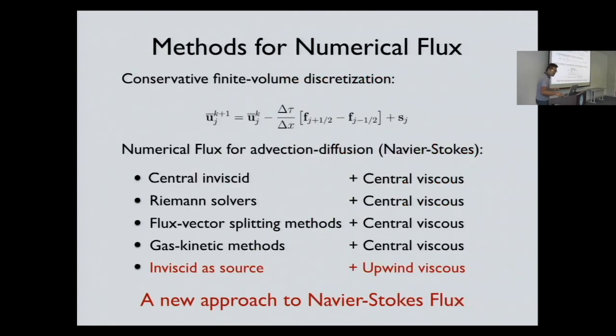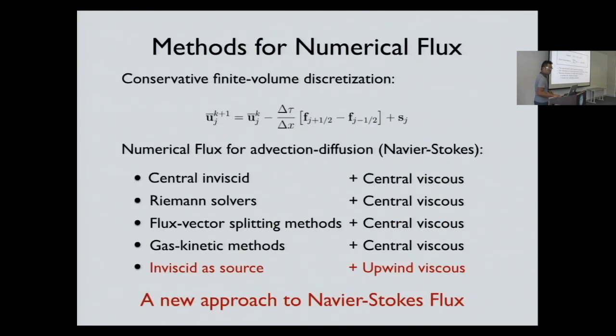So what I'm saying here is, you can start with this finite volume discretization and then decide how to compute the flux. Usually, for advection diffusion or Navier-Stokes, we have a variety of choices for inviscid fluxes: Riemann solvers, flux vector splitting, combined with some kind of central viscous discretization. What I'm proposing here is let's use an upwind scheme for viscous terms. Any of these techniques can apply to the inviscid part. And then the advective term, just treat it as a source term. So this could be a new approach to Navier-Stokes flux.